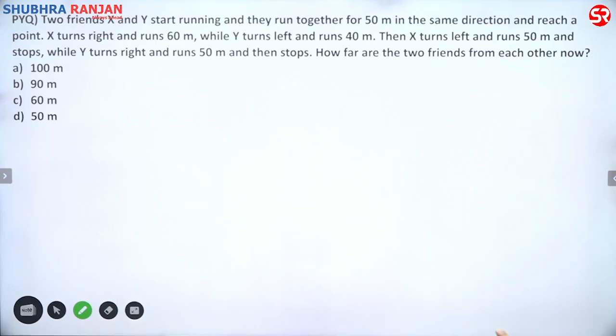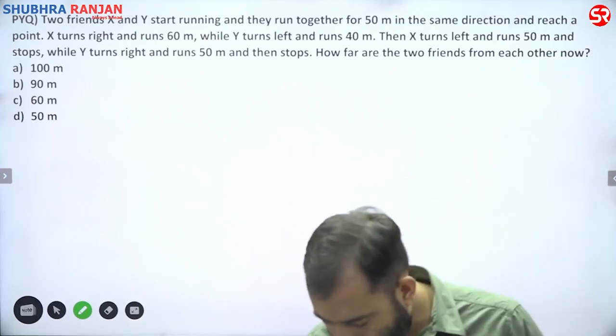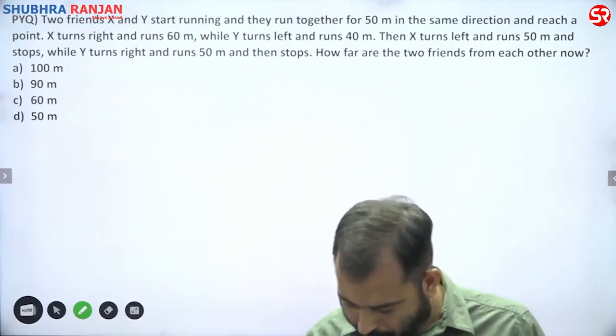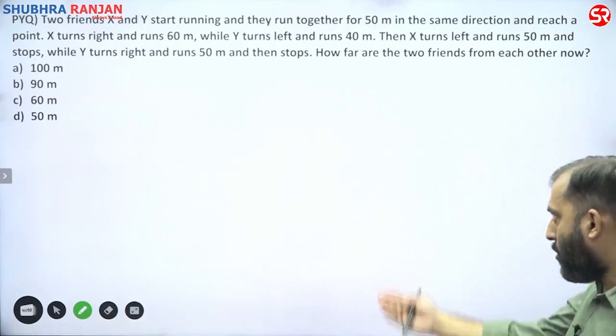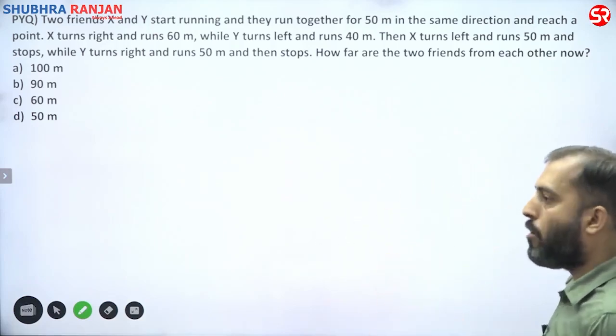Again, it's a very easy question. Very easy. But since it was there in your previous year exam, I want you to solve this.